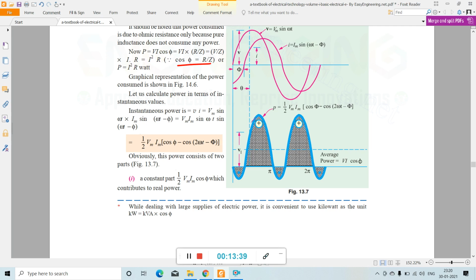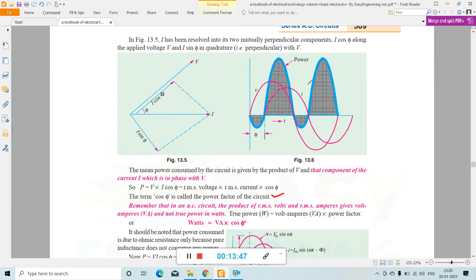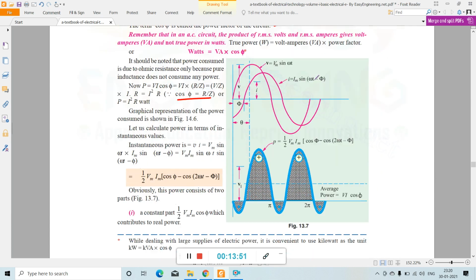Clear? So this is the graphical representation of power consumed. This is the graphical representation of power consumption.